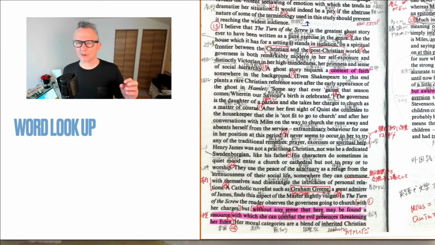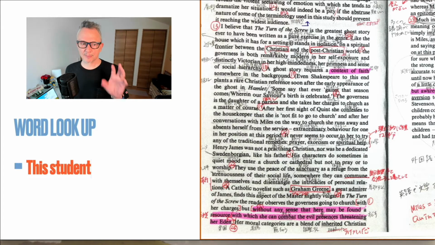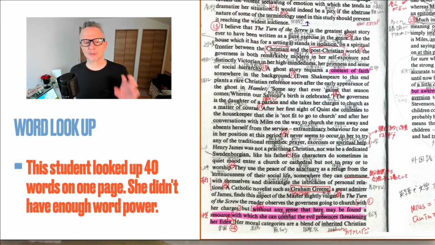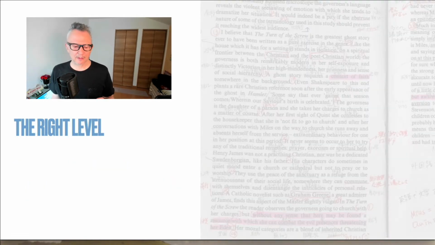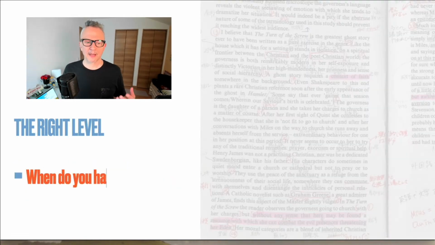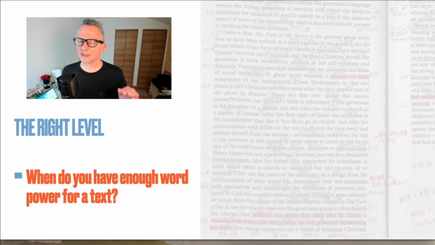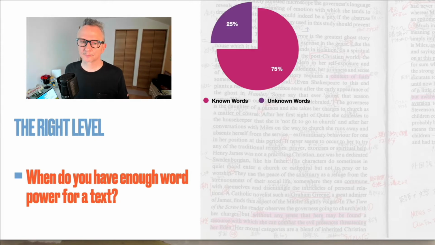So the first thing is, it's very common for English language learners to look up many words. On this page that you can see, the student looked up 40 unknown words on one page. That basically means she did not have enough word power for this text. This text was too difficult for her. So what exactly is the right level of a text? How do you know when you have enough word power for a text, and how do you know when a text is basically too difficult?